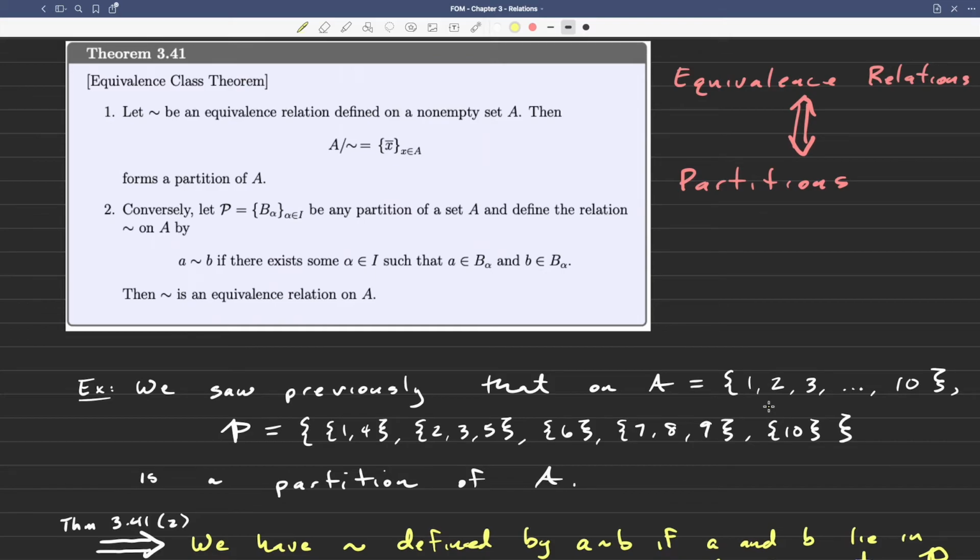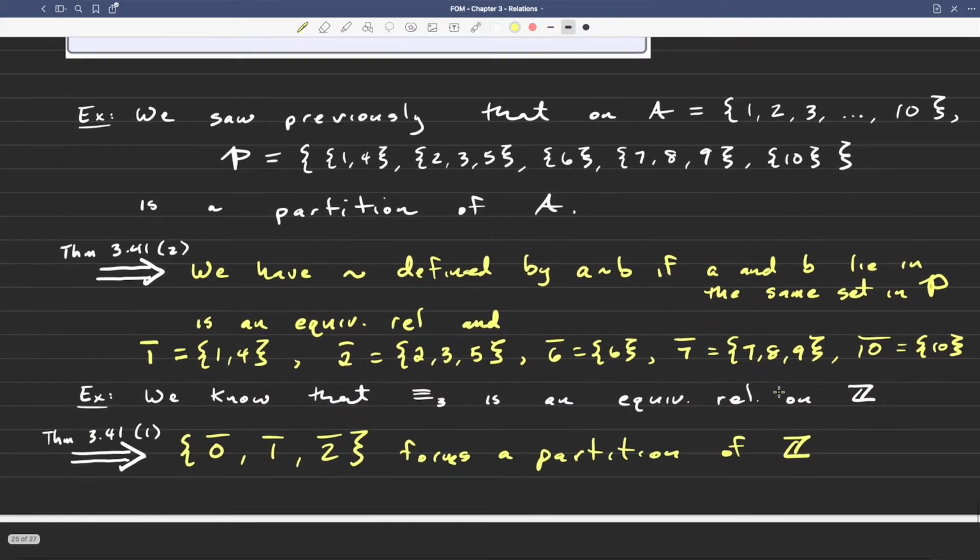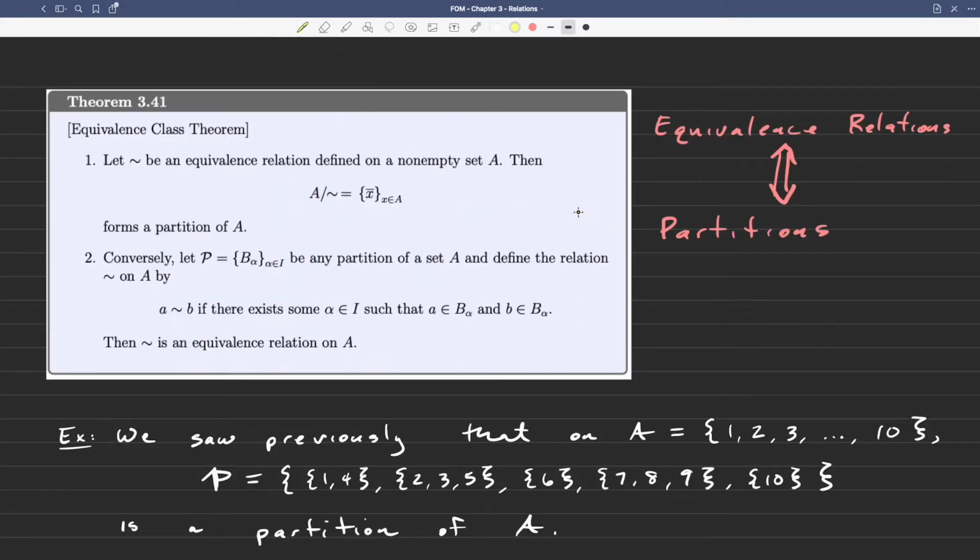Partitions are just taking a set and chopping it up into some pieces. Equivalence relations have to do with defining how elements can be equivalent to one another in a set. But it turns out that equivalence classes and partitioning sets are really just the same stuff. So partitions and equivalence relations are really the same thing. That's really cool. So now what I'd like to do is to prove this theorem.